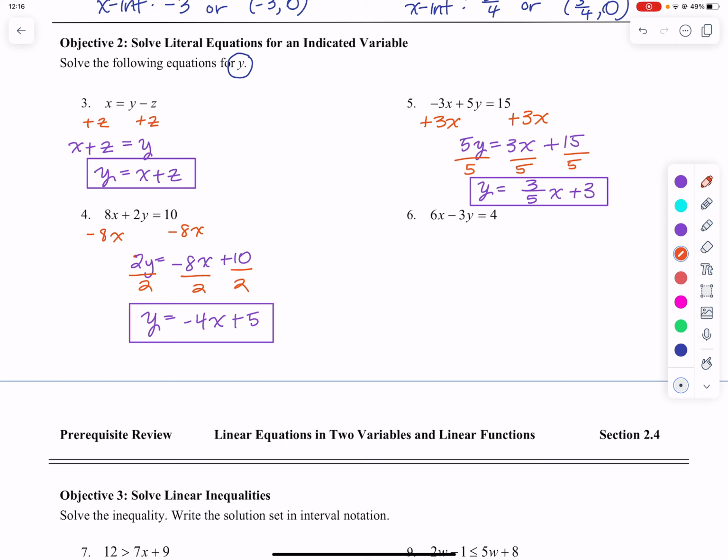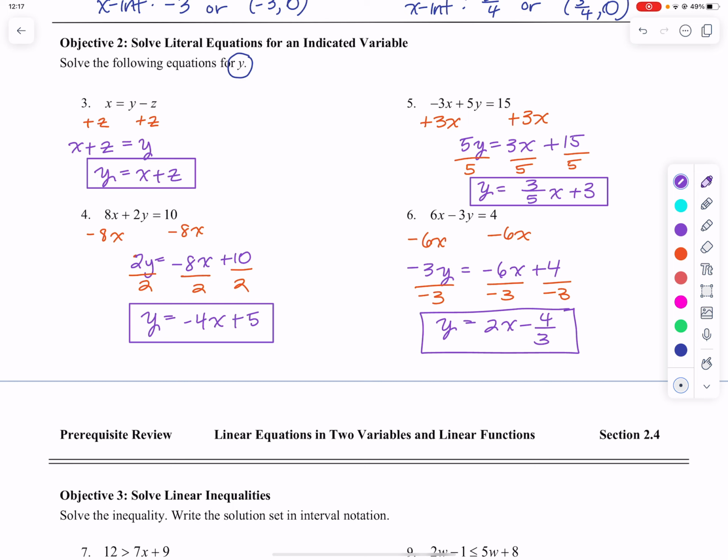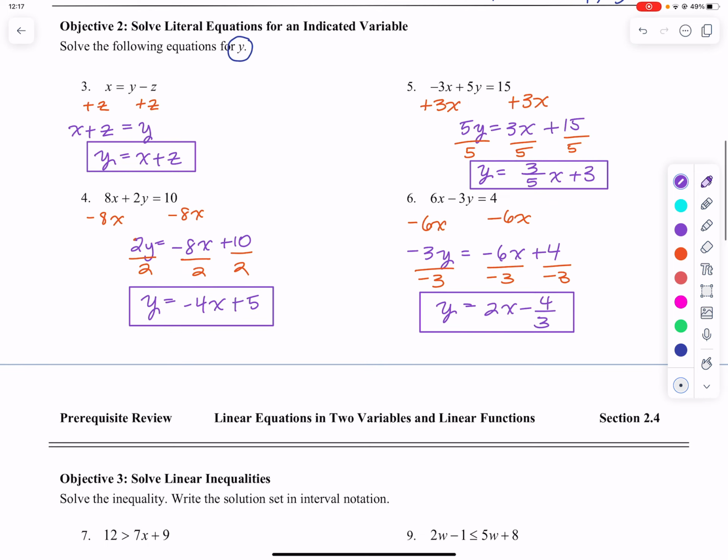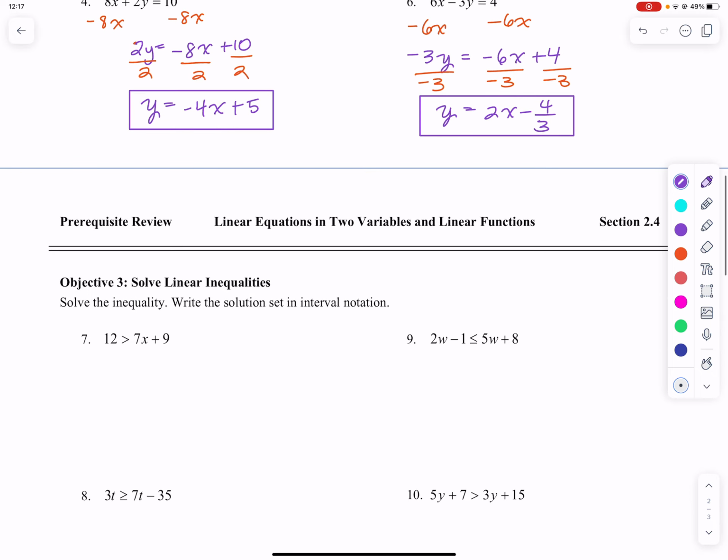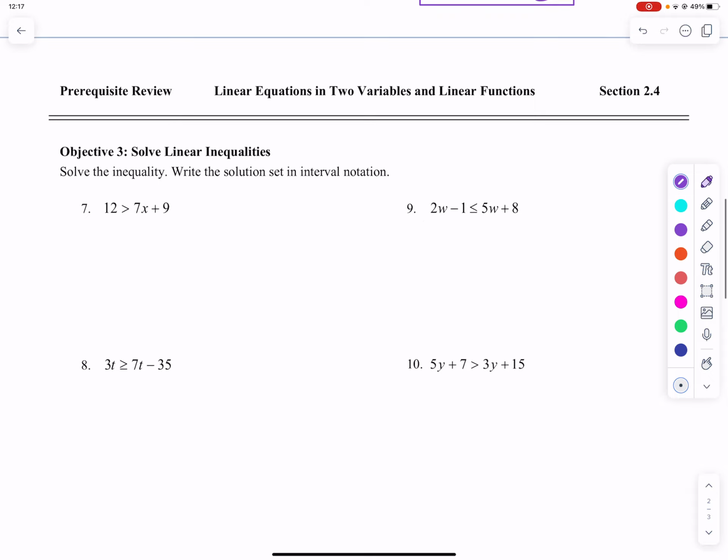And finally, we'll go ahead and subtract 6x from both sides. And then we'll divide every term by a negative 3. And there we have it. So we solved number 3 through 6 for y. Let's go ahead and take a look at some inequalities.